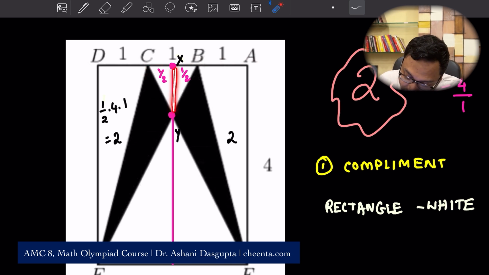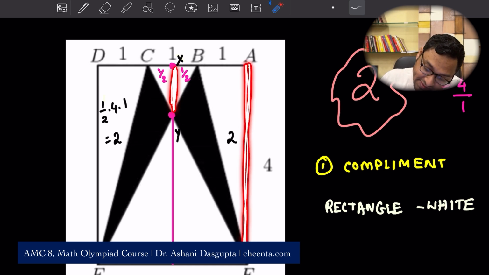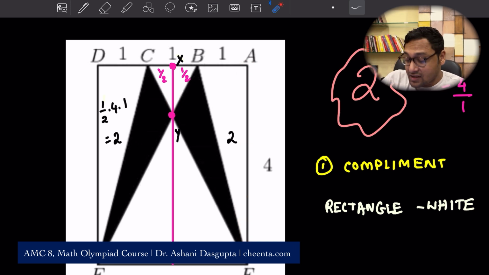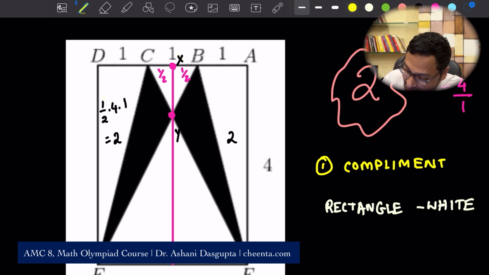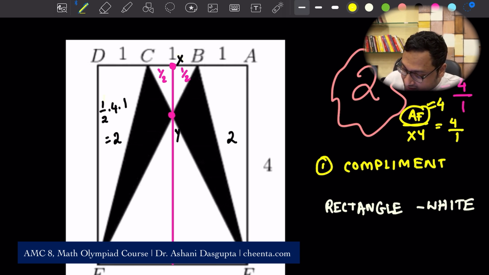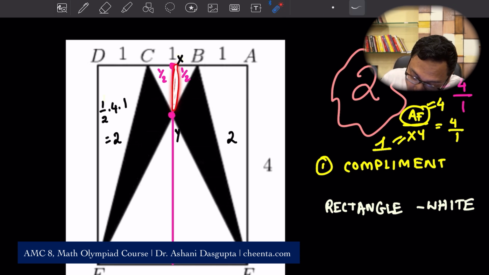Therefore, XY, the little piece, is 1/4 of this big piece, but the big piece is 4 units. So this little piece is 1. Again, I can write this: AF over XY is also 4:1. But AF itself is 4, so XY must be 1. Therefore, what we found is that this is 1.